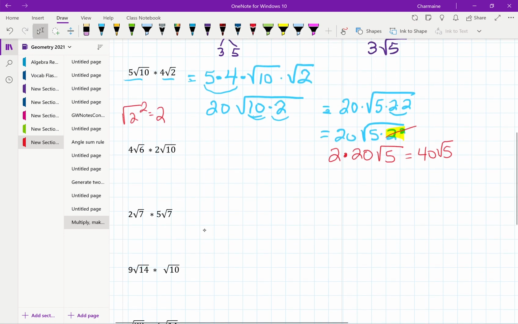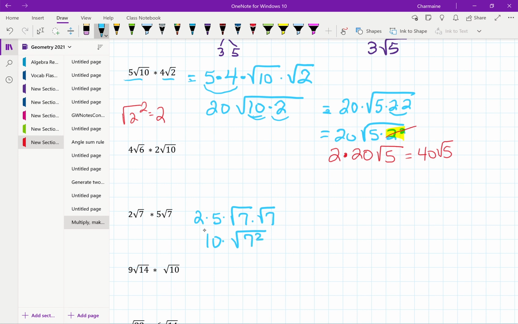This one right here turns out to be a little bit interesting because I end up with no square root left in the answer. If I do 2 times 5 times square root of 7 times square root of 7, that's 10 times the square root of 7 squared, because 7 times 7 is 7 squared. The square root of anything squared is itself, so this is just 7, and 10 times 7 is 70. Because I ended up with a perfect square, there was no square root left.